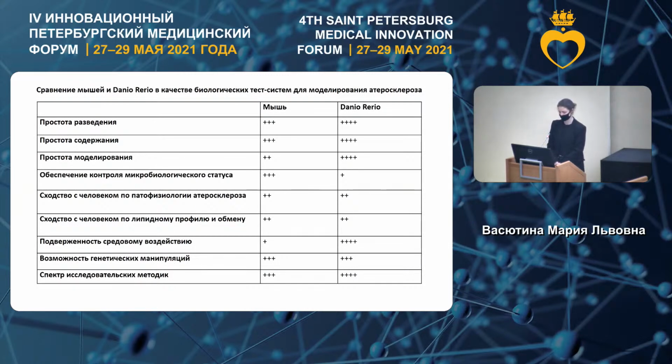As a test system for atherosclerosis modeling, we could focus first on organizational issues and then on scientific issues. As for organizational issues, well, some lines show low productivity without any 100% survival of the offspring.